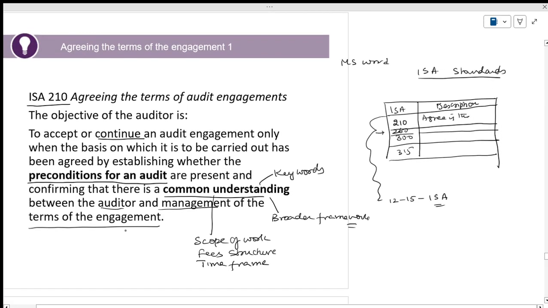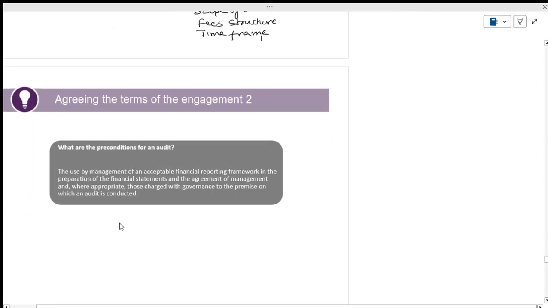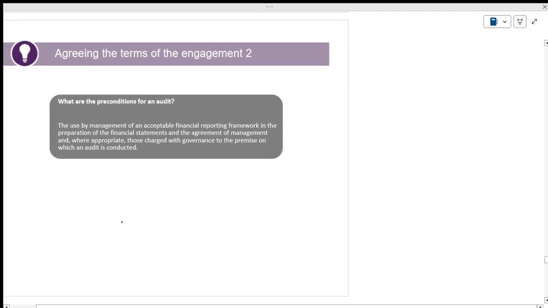What is the rule? ISA 210. What is ISA 210? I will ask this randomly. Agreeing the terms of audit engagements. It says, what are the preconditions of the audit? The use by management of an acceptable financial reporting framework.